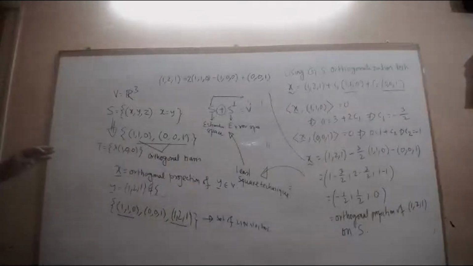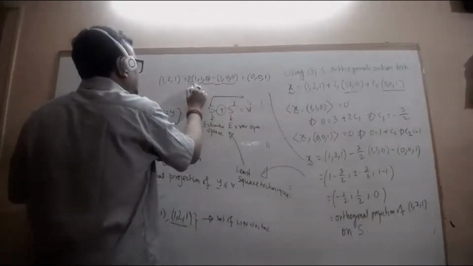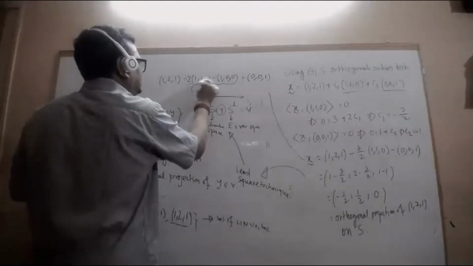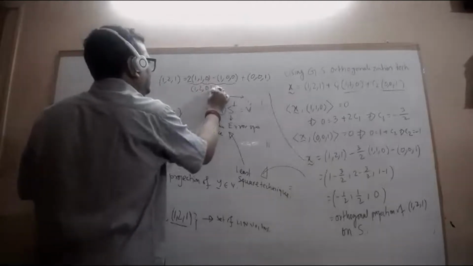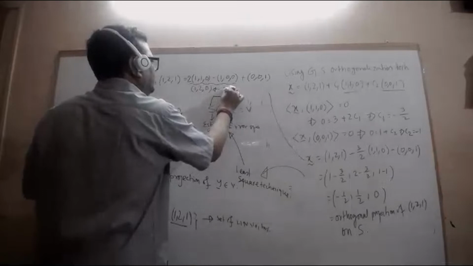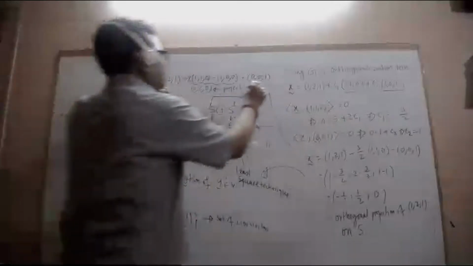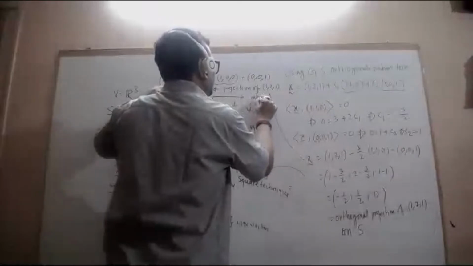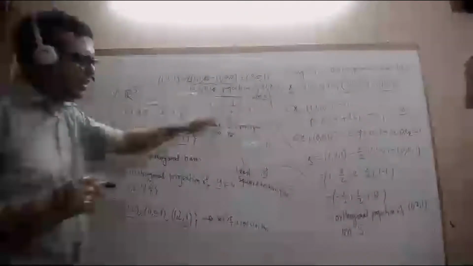So this portion is a projection of, we simplify it as 1 2 0. This is nothing but a projection of 1 to 1 into S. So this is the any projection and this is the orthogonal projection.